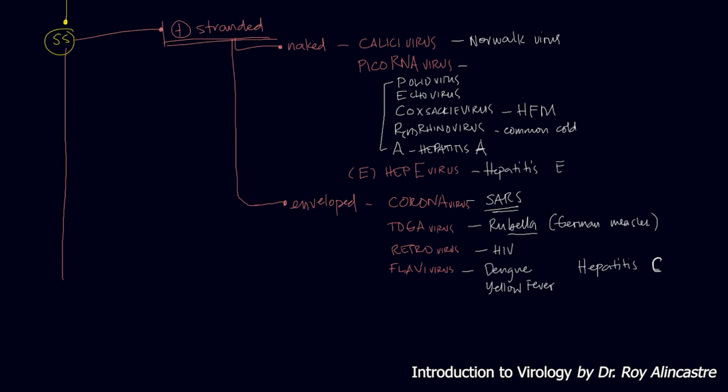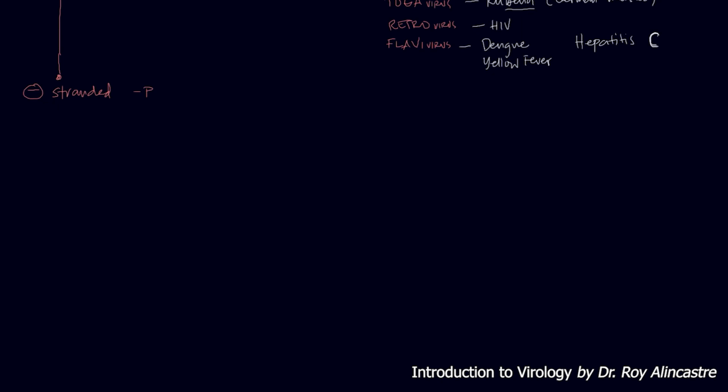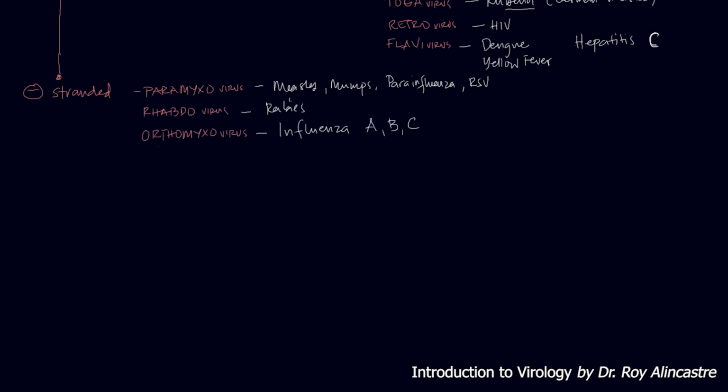Now we go to the negative-stranded, single-stranded RNA viruses. The paramyxoviruses, examples, the measles virus, mumps, parainfluenza, and the RSV. And then we have the rhabdoviruses, rabies, the orthomyxoviruses. These are the viruses that cause influenza A, B, and C. And then you have the filoviruses, example, the Marburg virus and the Ebola virus, which cause severe hemorrhagic fever.